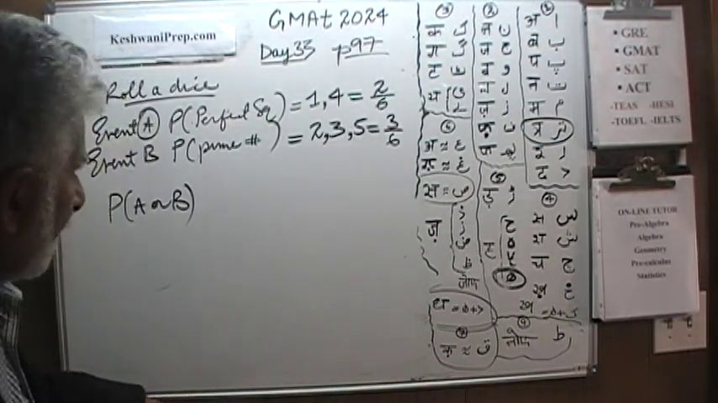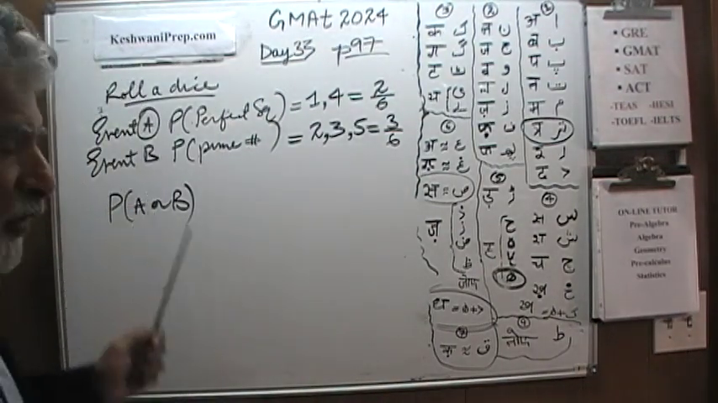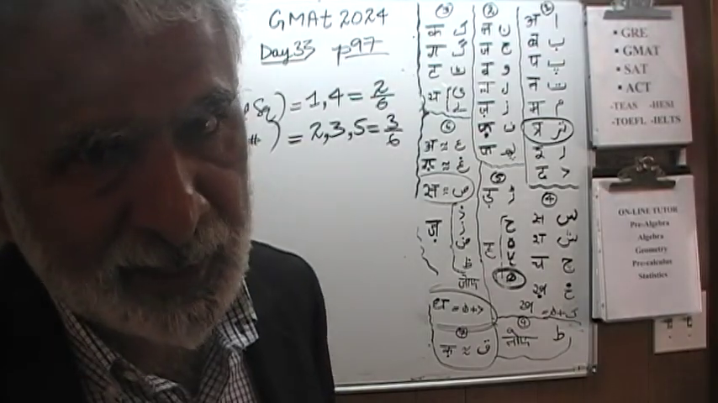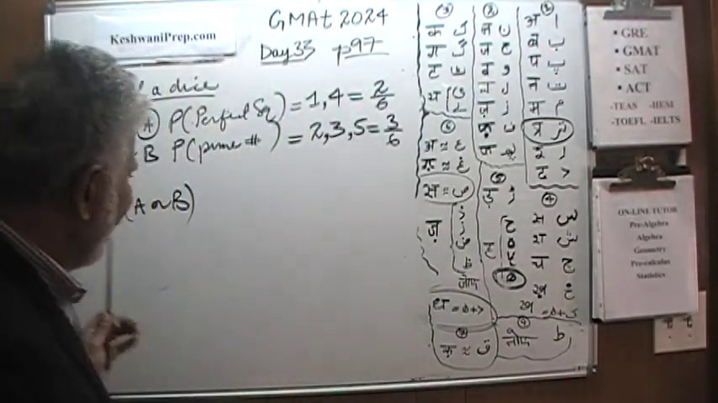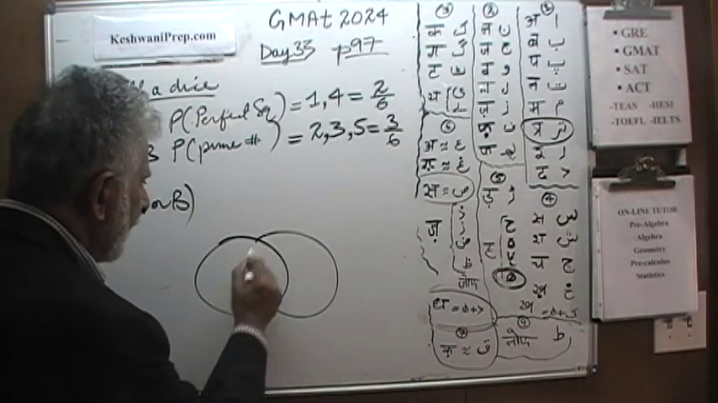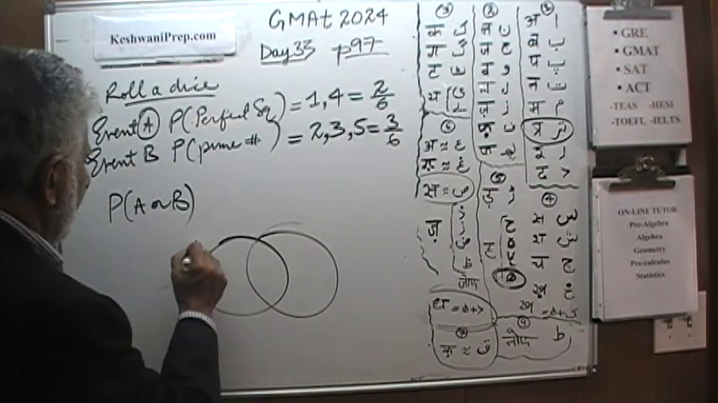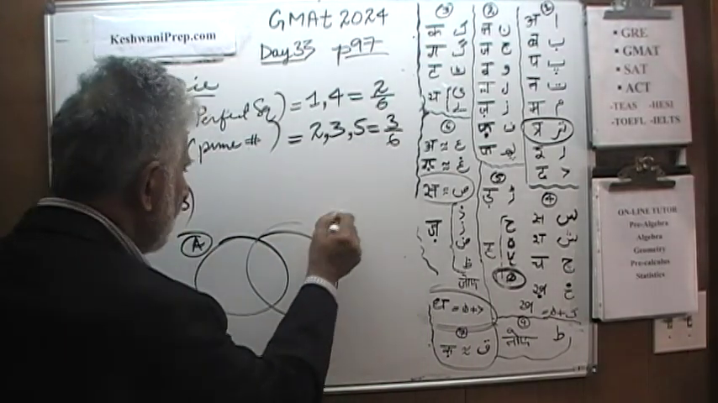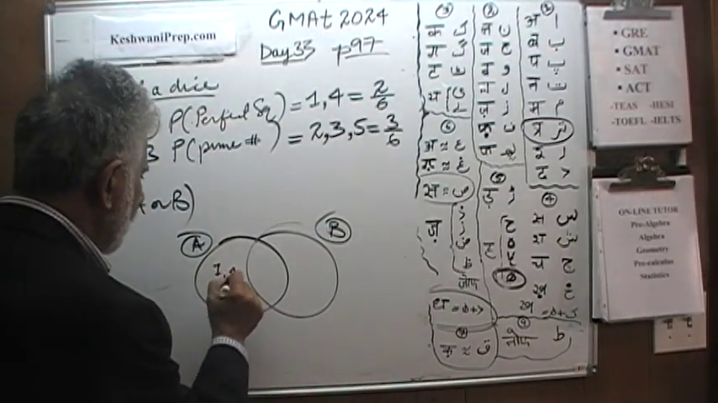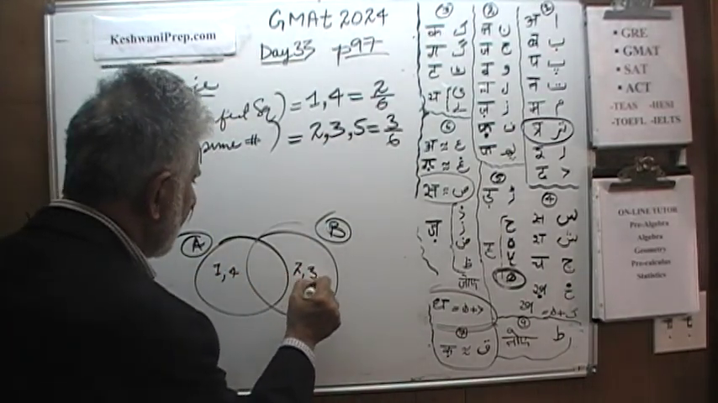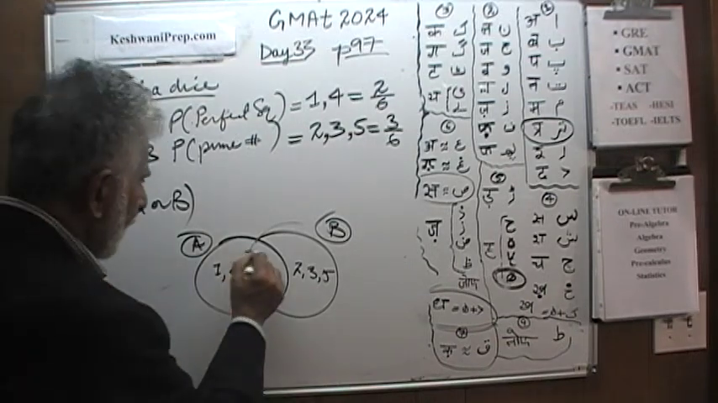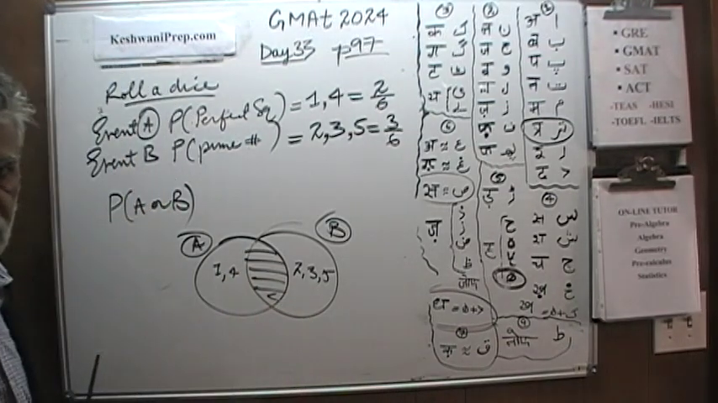And now we can clearly see that these 2 also happen to be disjoint sets. If you were to show them in a Venn diagram, nothing will appear in the common area. Here's event A, and here is event B. In event A we have a 1 and a 4, and here we have a 2, a 3, and a 5. Nothing overlaps. These are disjoint sets.